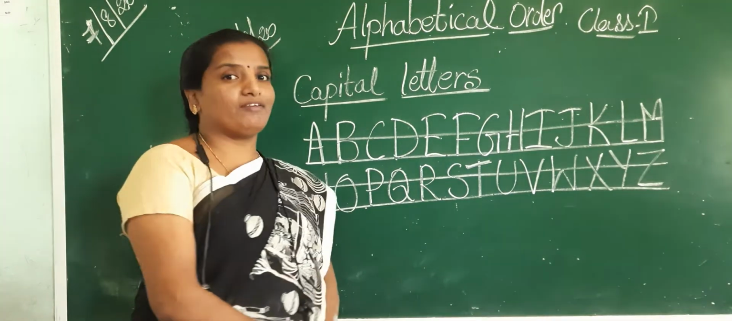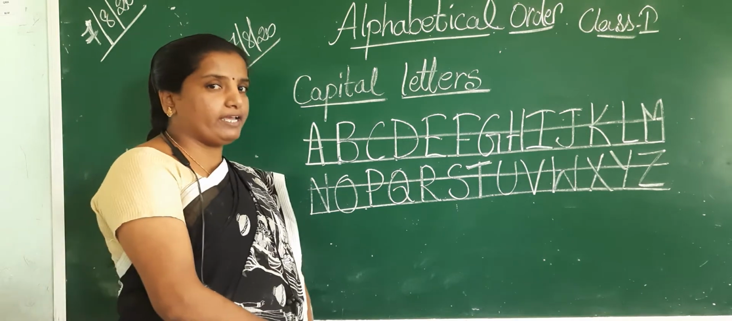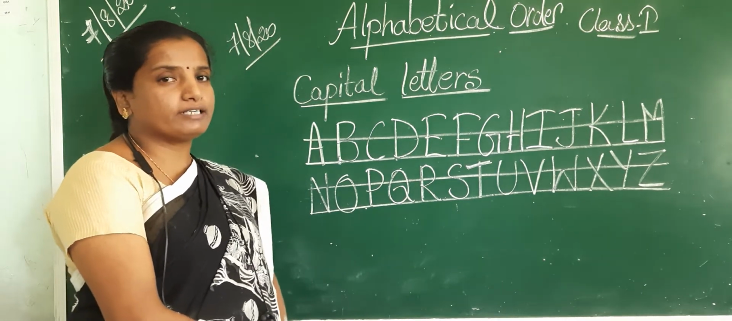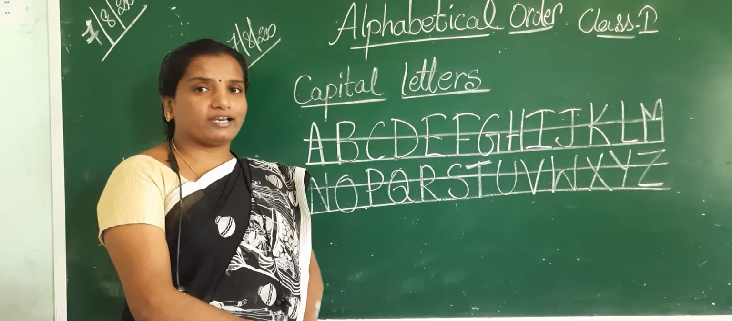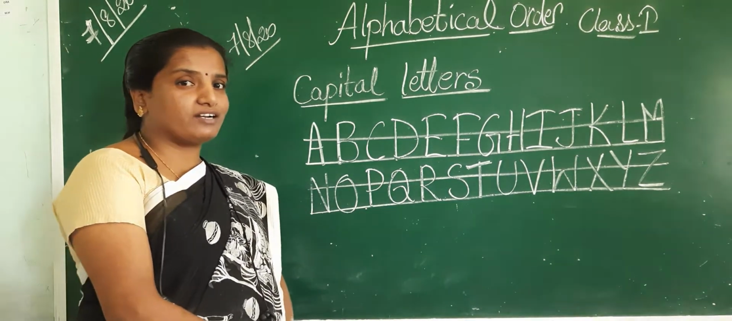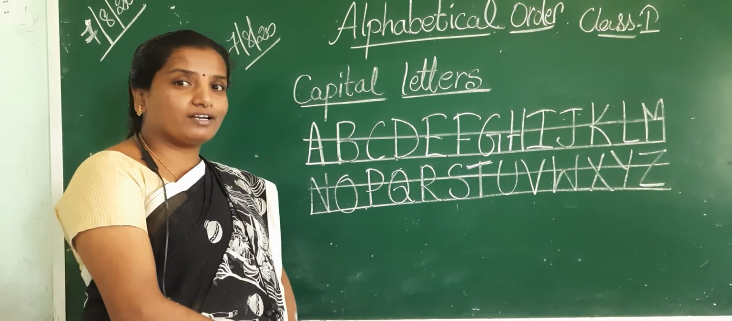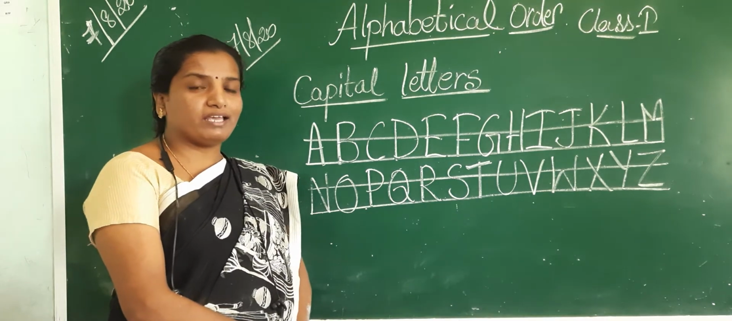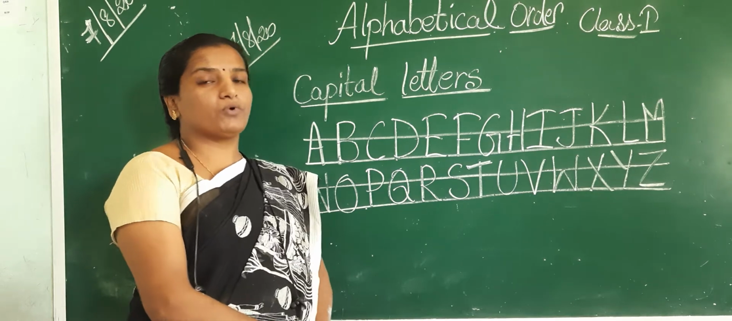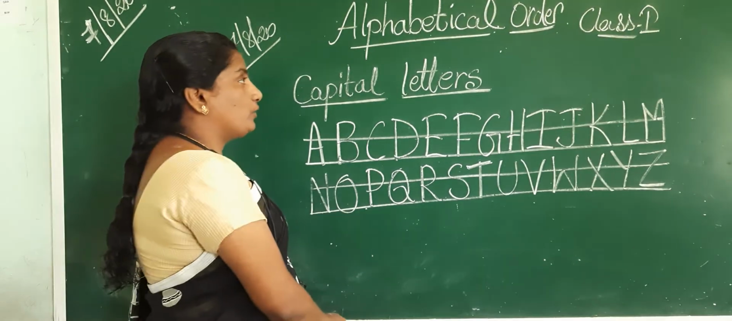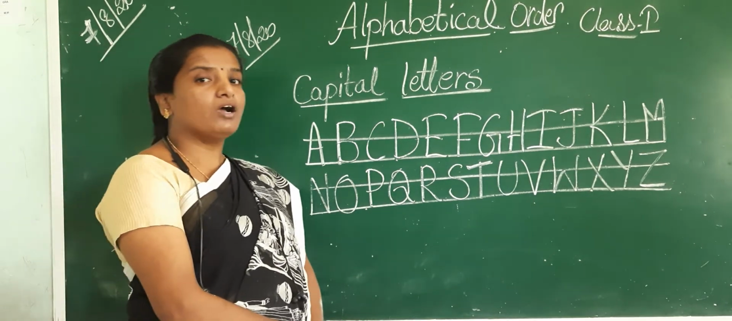See children, today we are going to learn about alphabetical order. Already in our previous session also we have discussed about alphabetical order. Before that, children, what did we discuss yesterday? We discussed about my family. Who are the members of the family? And what are the rooms in our houses? We discussed about Mohan's family. Today again we are here to discuss alphabetical order.